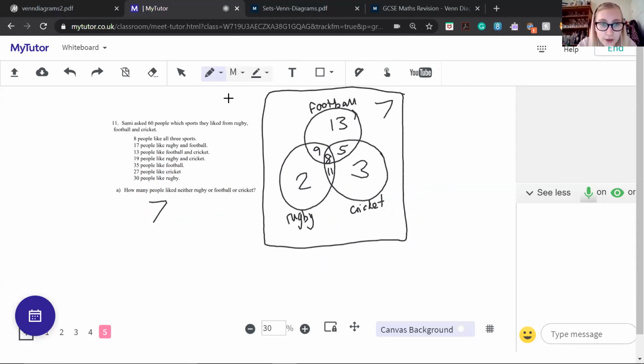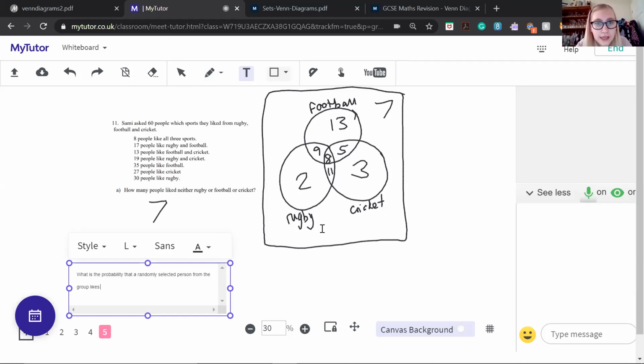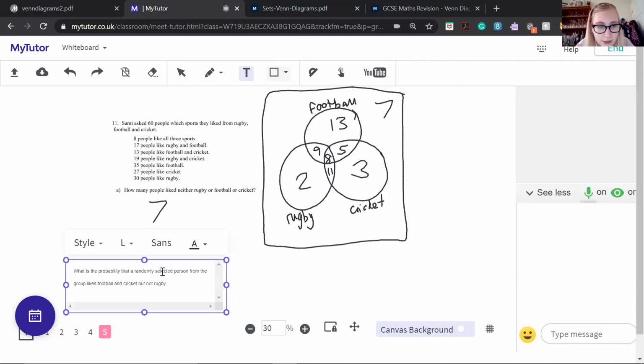I'm just going to make up one tiny little question for this just to demonstrate probability, and then I'll answer some more questions. So what is the probability that a randomly selected person from the group likes, let's say, football and cricket, but not rugby? Gosh, I didn't put a question mark on my question.